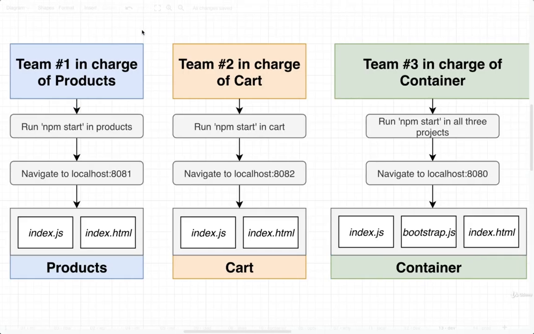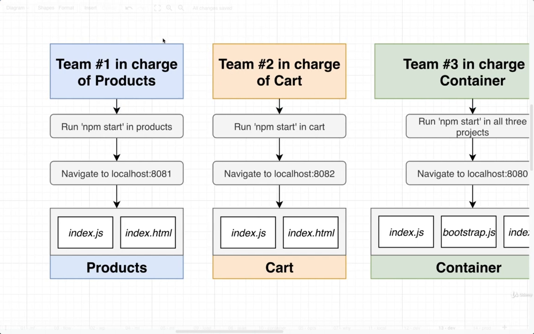So we're going to imagine that maybe we have one engineering team in charge of each sub-project. For team number one, they might be in charge of products, team number two might be in charge of cart, and team number three might be in charge of the container. Teams number one and two can develop their entire application in isolation. In other words, team number one can develop products by itself, and they don't really have to care about what any other team is doing. They can have all their own dependencies, all their own tooling. The only requirement is that they make use of Webpack and they make use of the Module Federation plugin.